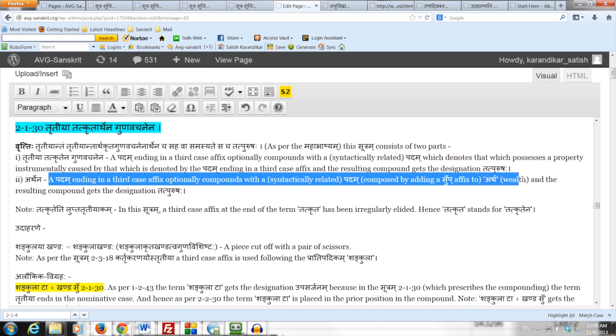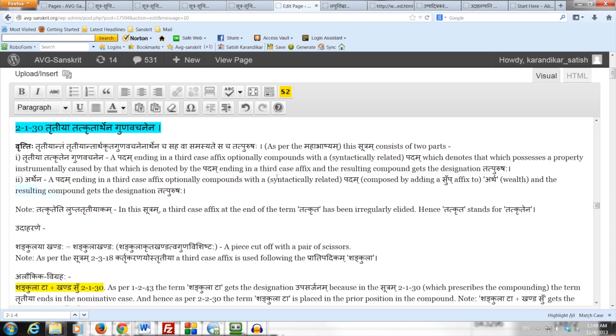Artha meaning wealth. And the resulting compound gets the designation tatpurushaha. This is how the Mahabhashyam splits this sutram into two parts. Please keep this in mind. Otherwise it becomes a bit of a mess in trying to understand this sutram.